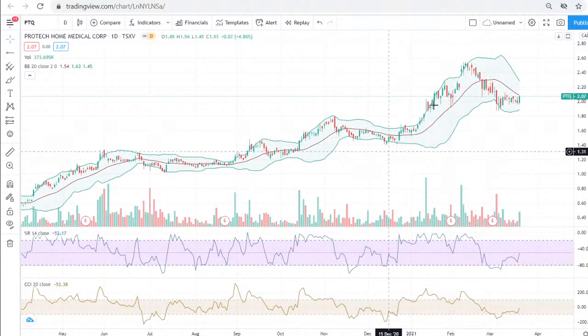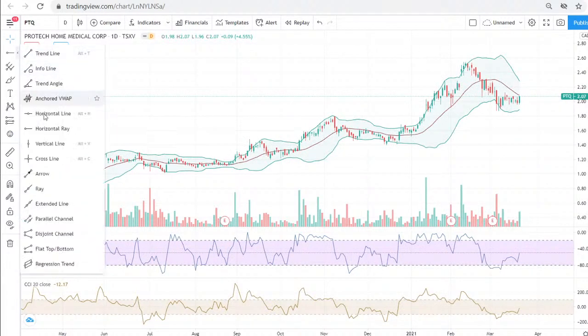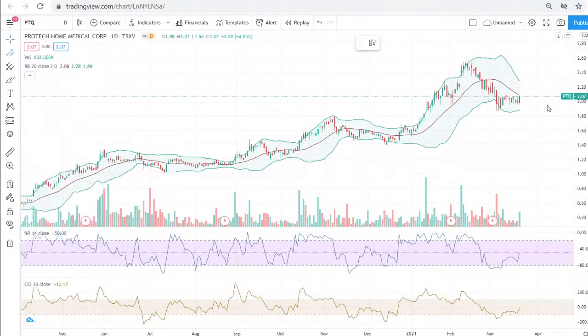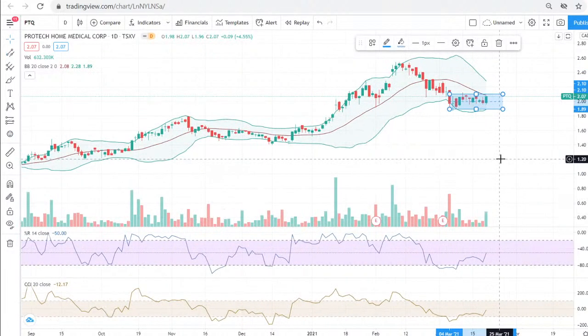Let me try this PTQ and then analyze. Okay, PTQ: uptrend, downtrend, and now again the consolidation. So PTQ is consolidating at these levels. Where is the PTQ parallel channel? Okay, this is the consolidation for PTQ.